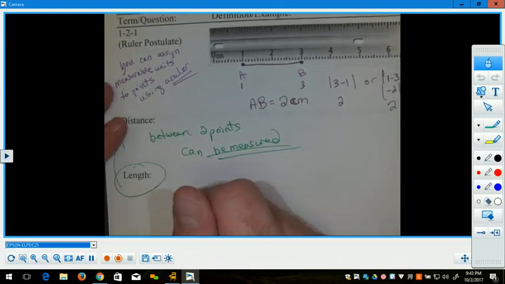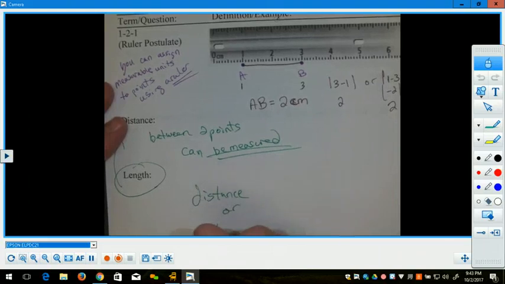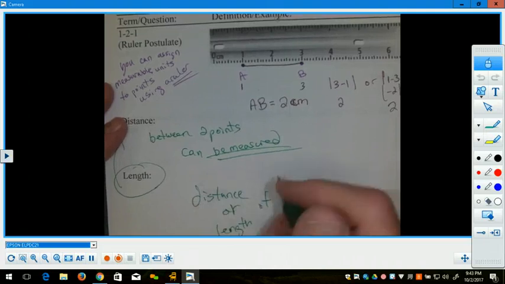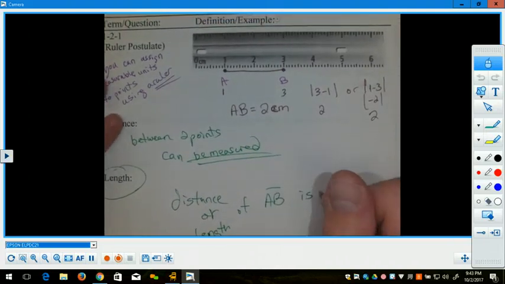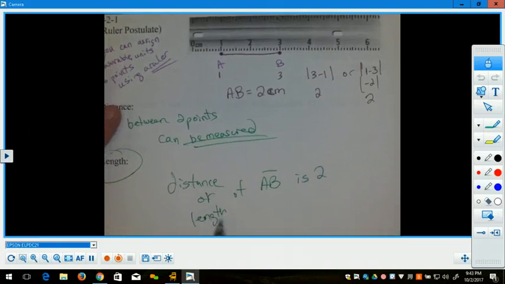Okay, so the distance of, or length of, AB is 2, and rather than writing it out like that, we can just write AB equals 2.